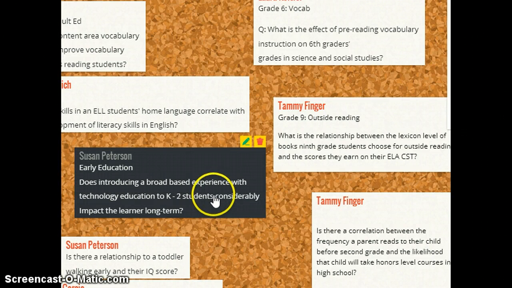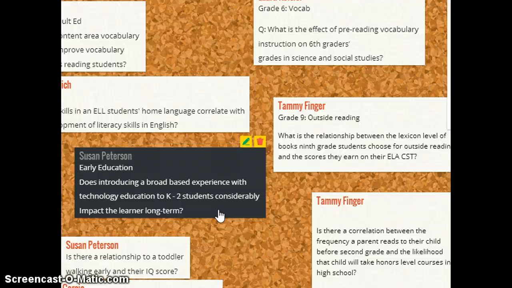Let's see. Okay, does introducing a broad-based experience with technology education to K2 students considerably impact the learner long term? So if you were using that question, you would go and look for studies that did meta-analysis or followed students for a long time, like a longitudinal study followed students, let's say from pre-K to fourth or fifth grade, and let's say they were in a pre-K program that used a lot of technology, to see if those students outperformed other students. You can probably find some studies that support the idea that this would indeed be true or not true, because there's probably enough literature out there.